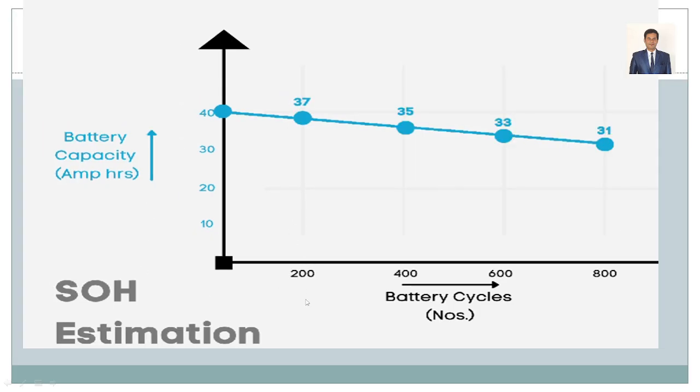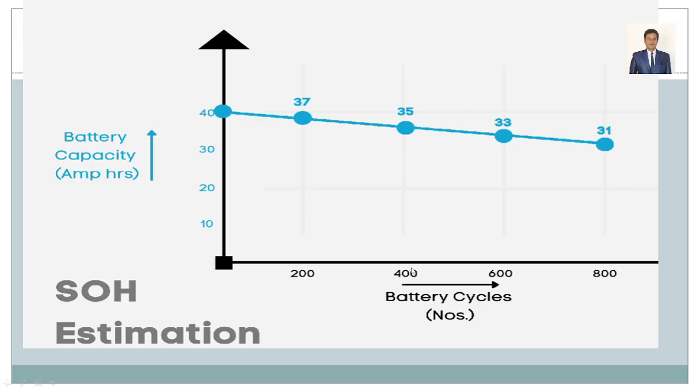So what is happening here when you cross the 200 cycle? The Ah is getting reduced. You can say the Ah is getting reduced over here, right? So that is from 40 to 37 Ah, correct? From 40 to 37 Ah, the Ah has been reduced.